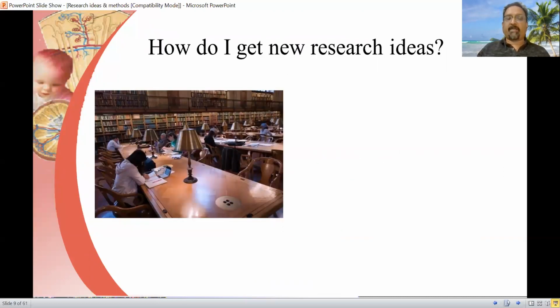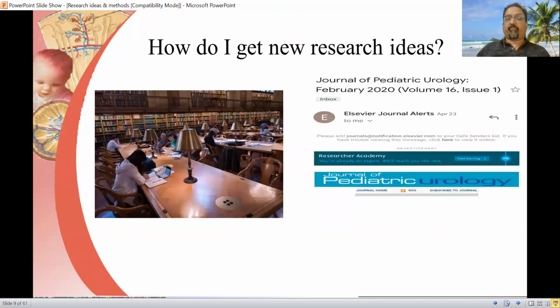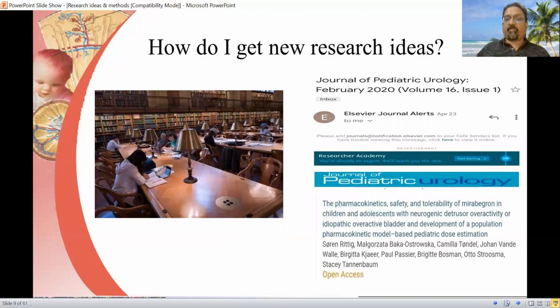So how do I get research ideas? This is a common question people ask. When we subscribe to journals or register for the journals, they come up with a pop-up. So when we start reading, we suddenly find that a new drug has been researched already for one condition. So we get the idea, why can't we also try it for a similar condition?